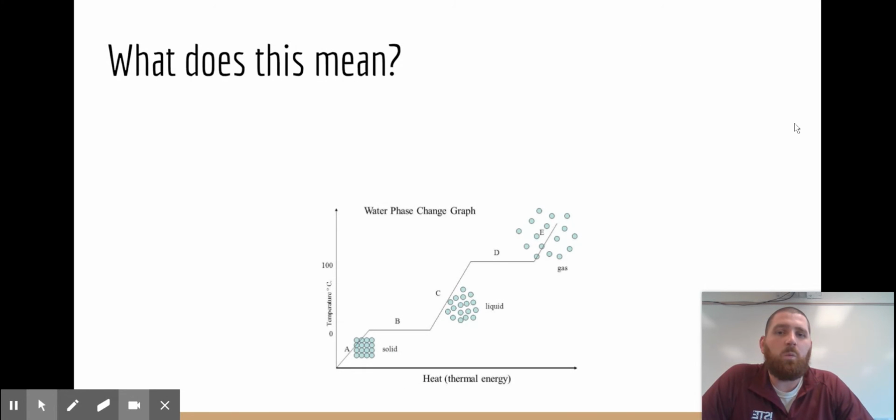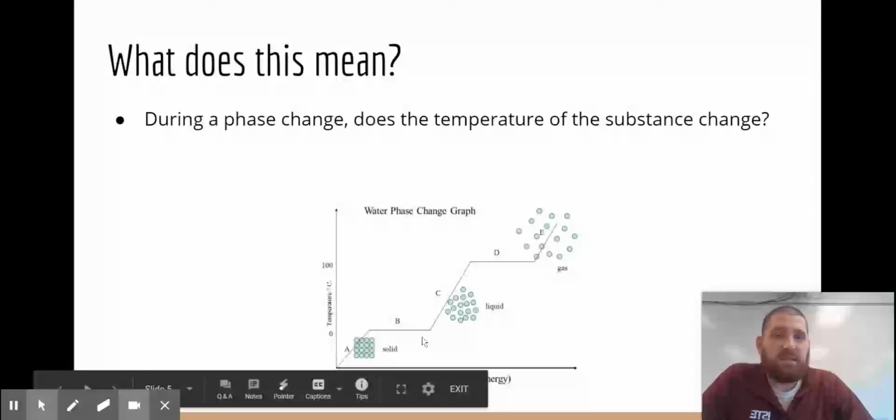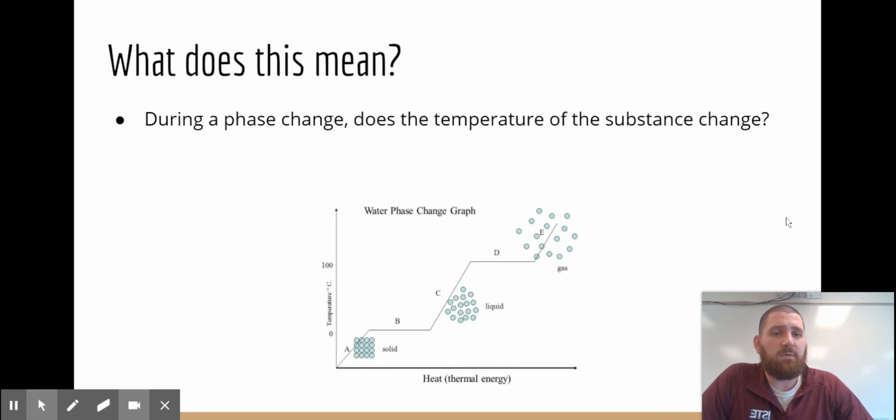And what does this mean? Now, during a phase change, does the temperature of a substance change? Now, guys, you can see that right here and here on that graph. I want you to go ahead and give me your answer. What do you think? Does the temperature of that substance change?